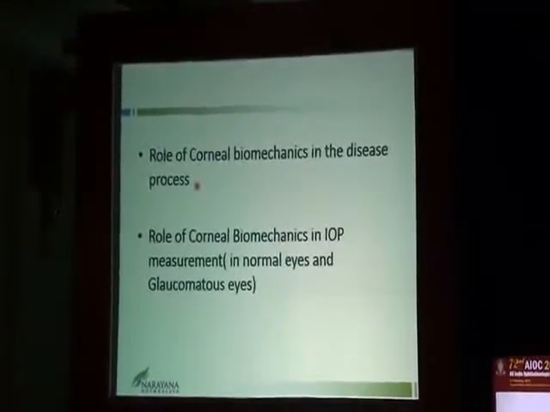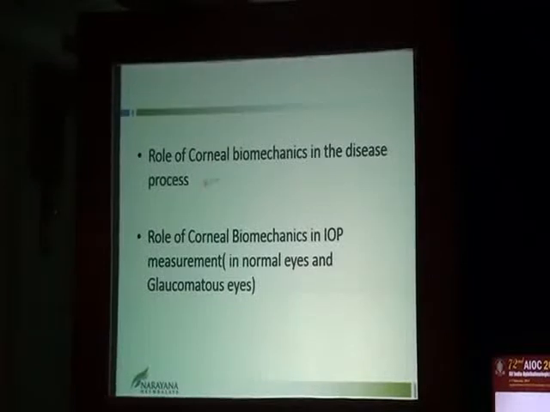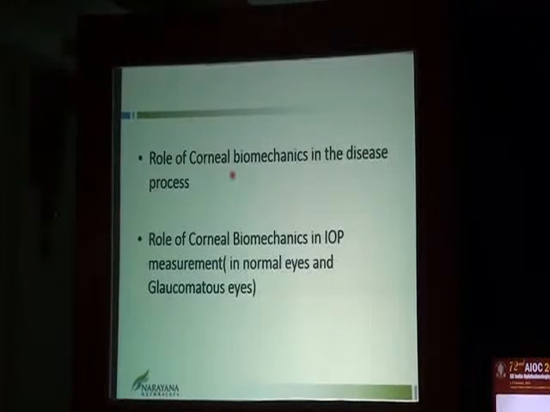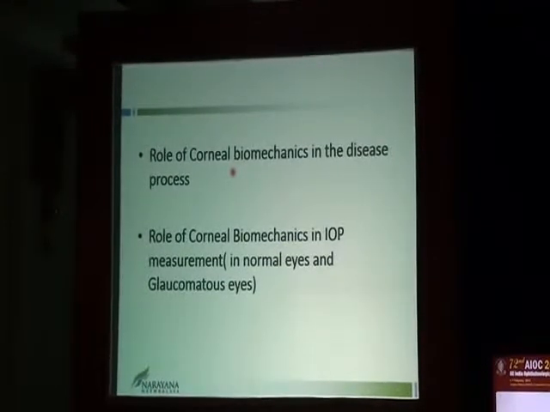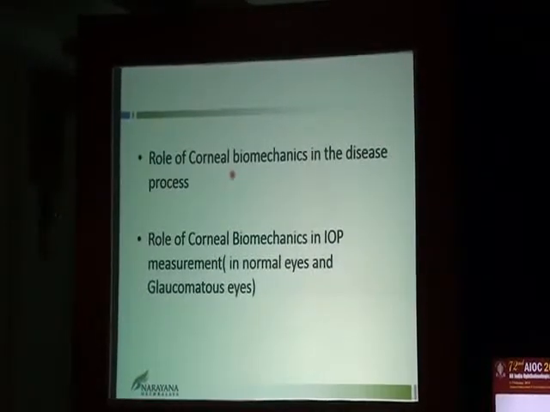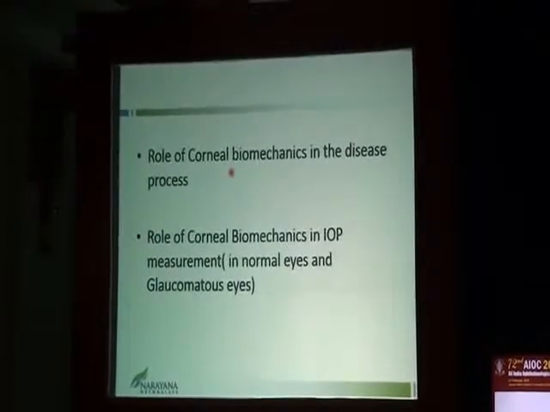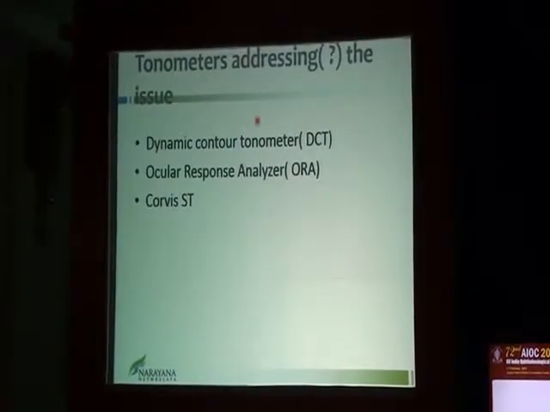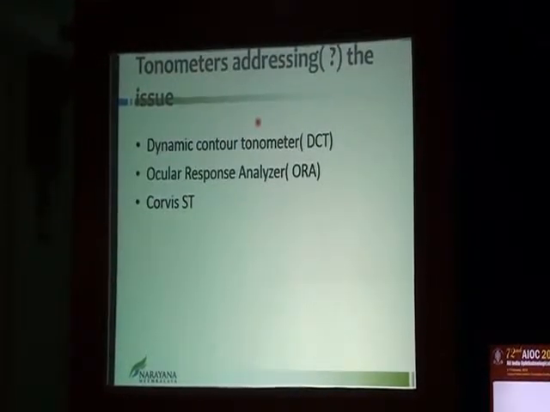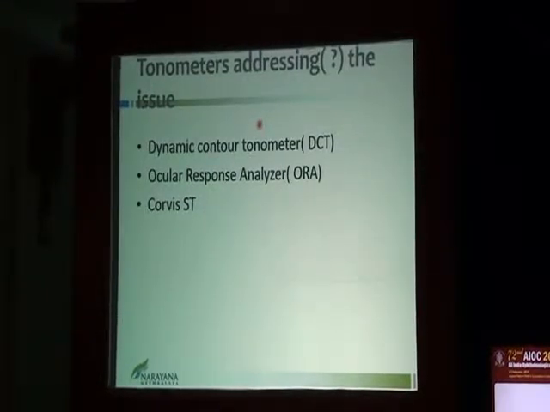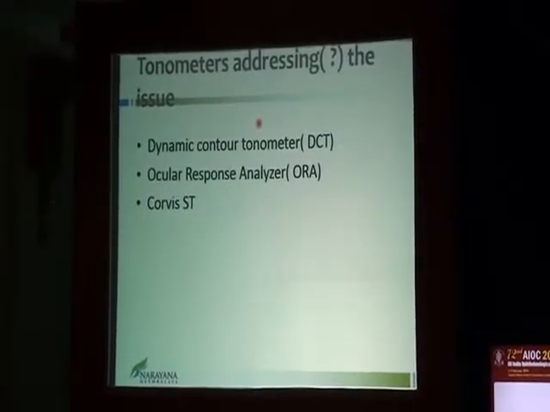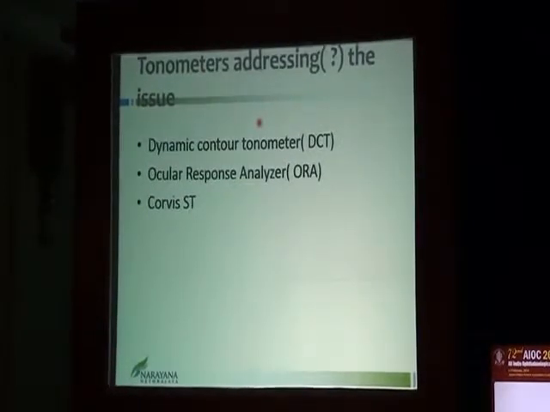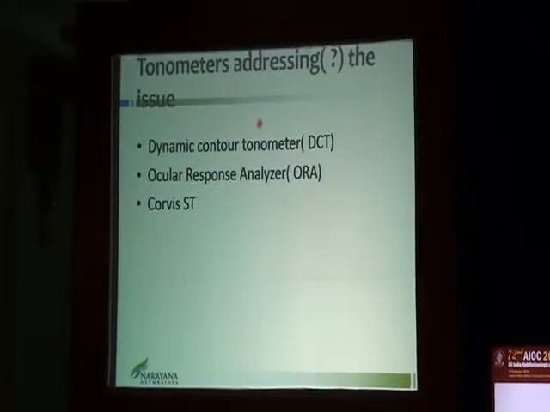So, we are still trying to understand the role of corneal biomechanics in the disease process itself, as well as the role of corneal biomechanics in the intraocular pressure measurements in normal and glaucomatous eyes. And in that process, we have a few instruments which try to put in the information available about the corneal biomechanics and come to some conclusion about the intraocular pressure. Some of them Dr. Rajesh has already mentioned: the dynamic contour tonometer, the ORA, and the CORVIS.